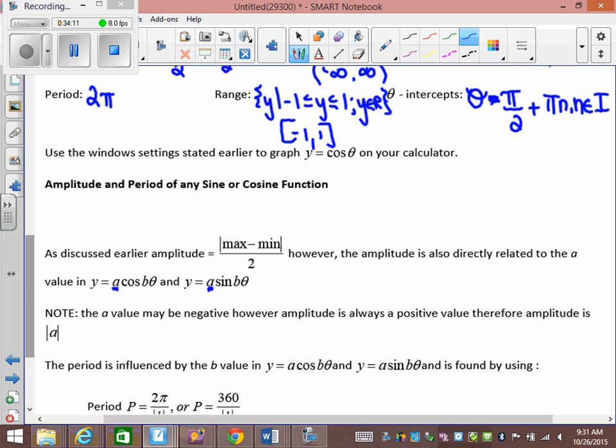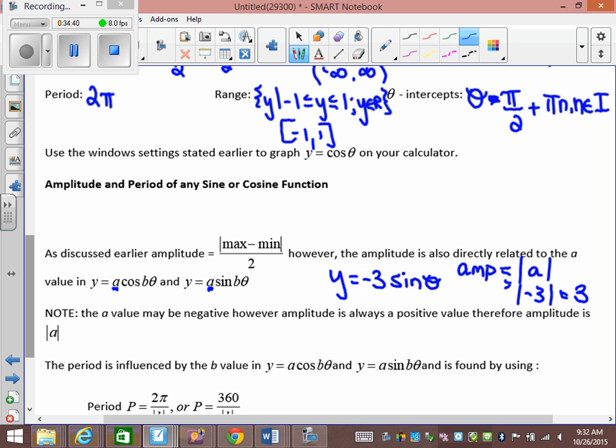If I gave you y equals negative 3 sine theta, people will tell me my amplitude is negative 3. Can my amplitude be negative? No. So my amplitude actually equals the absolute value of my A value. So if the A value is negative 3, my amplitude for this one would be 3.